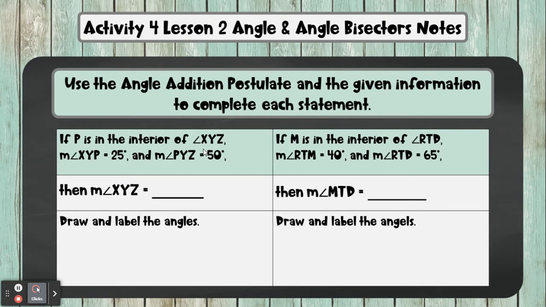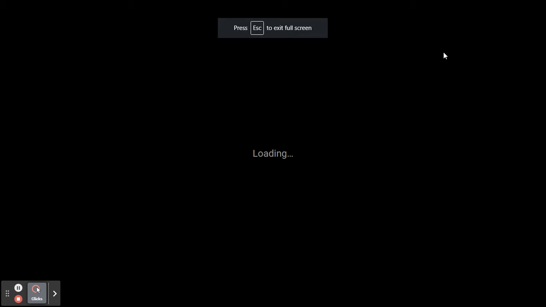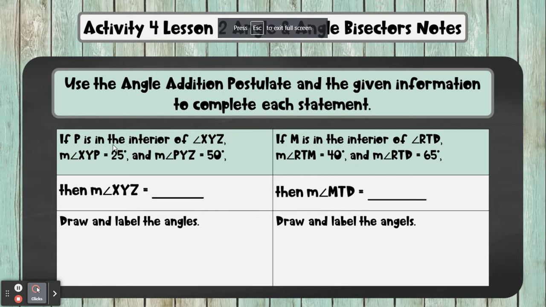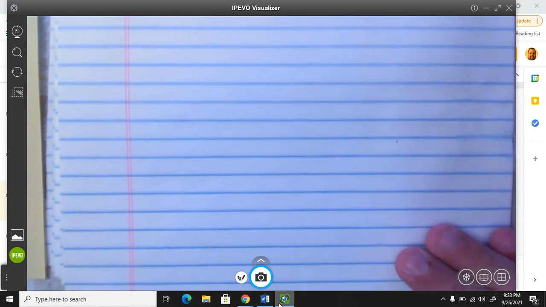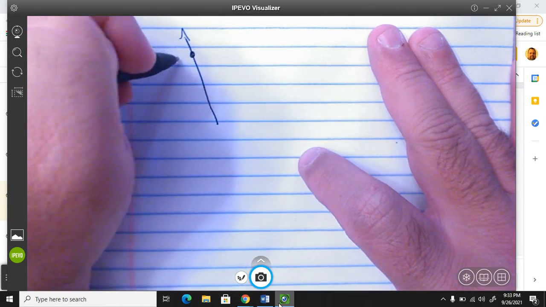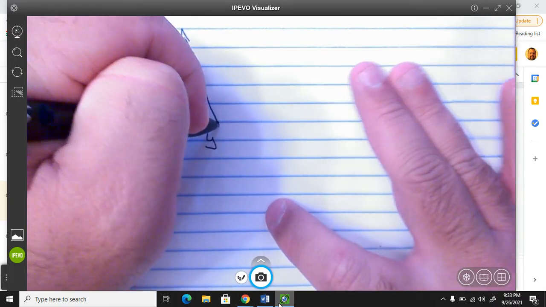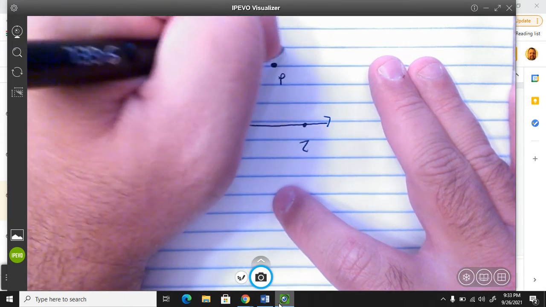If P is in the interior of XYZ, and the measure of XYP equals 25 degrees, and the measure of PYZ equals 50 degrees. Okay, so let's start off with XYZ, and I'll use a different pen this time. So I have X, Y, Z. Then I have this point P on the interior.